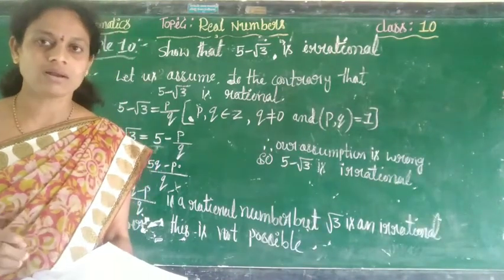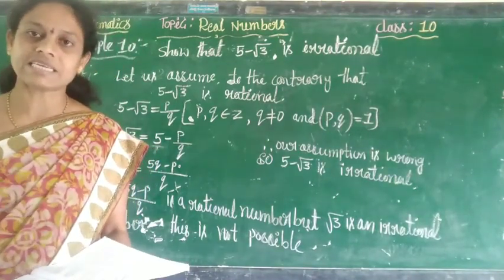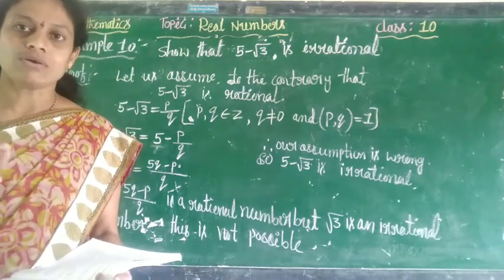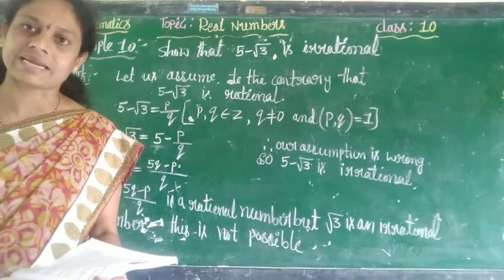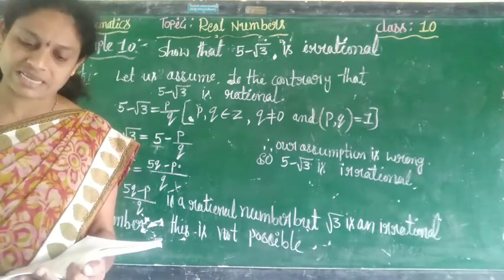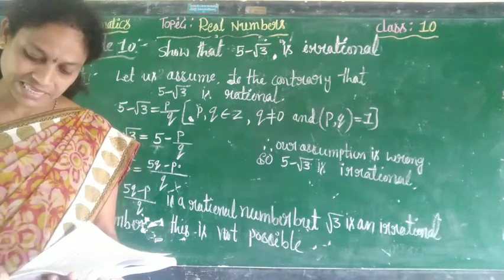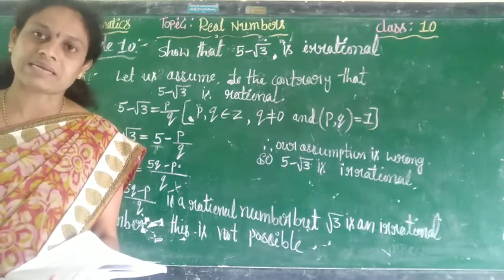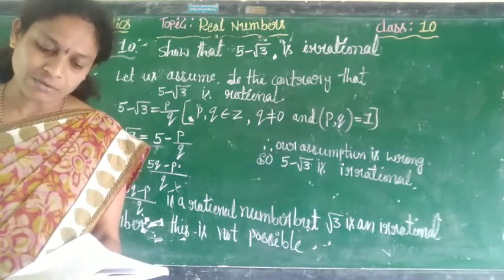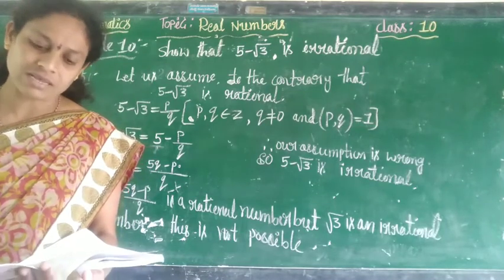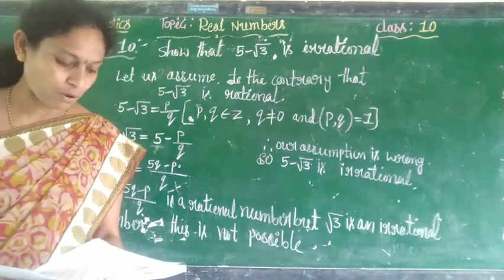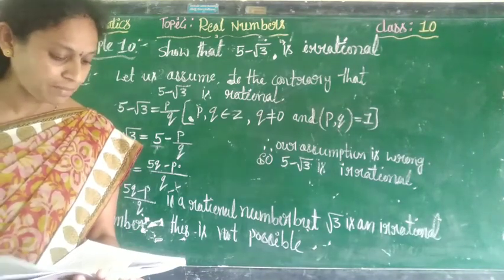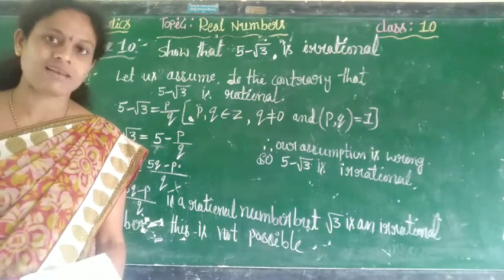Once again, recall, today we discussed revisiting irrational numbers. First we took the definition of rational numbers, and example 8, root 2 is irrational, and exercise 8.3, prove that root 5 is irrational, and example 10, show that 5 minus root 3 is irrational. So dear students, all these problems are completed, and the remaining example 9 you do yourself. Thank you.